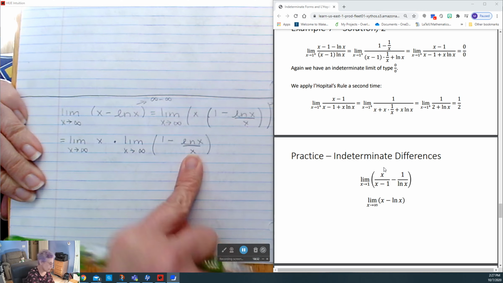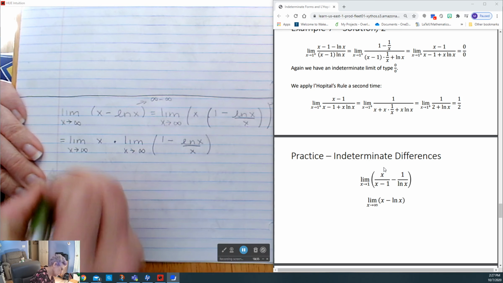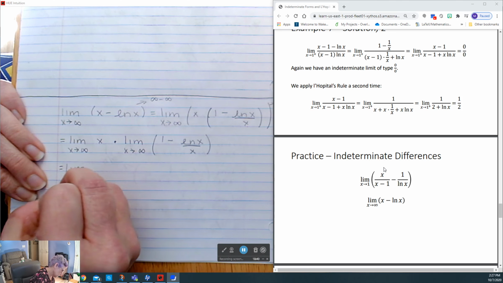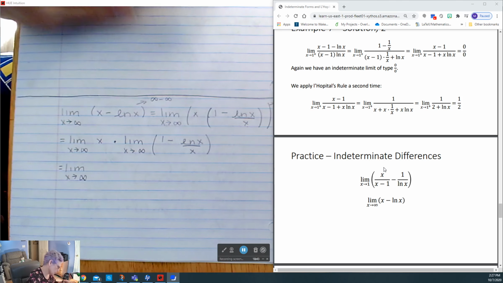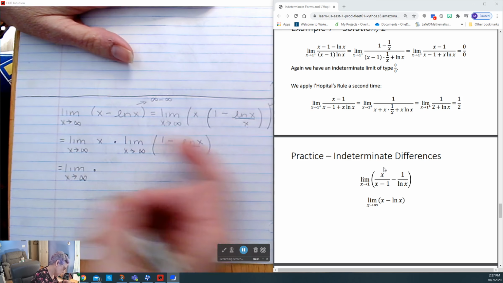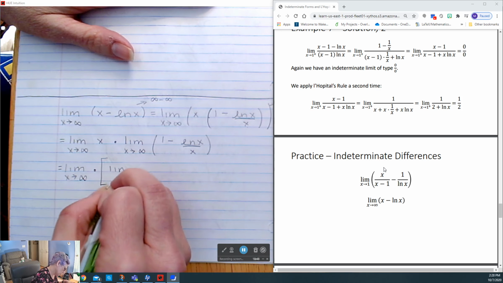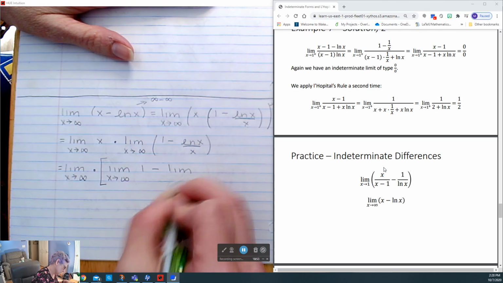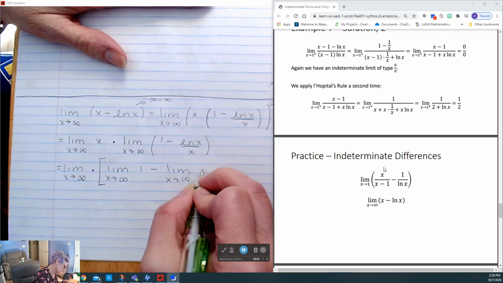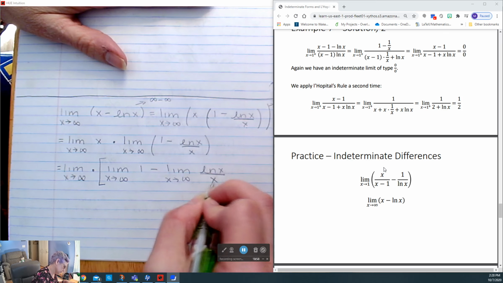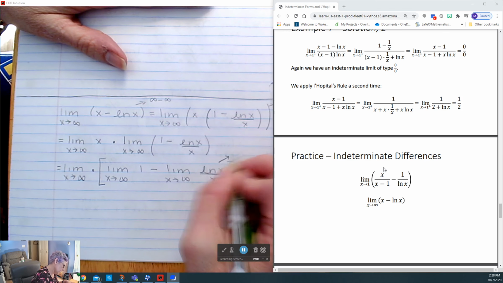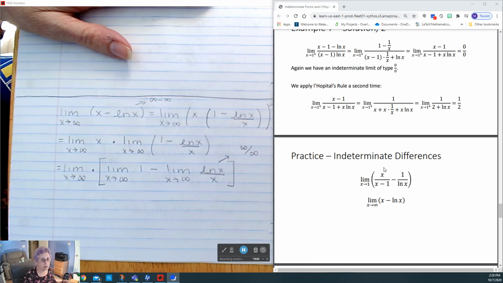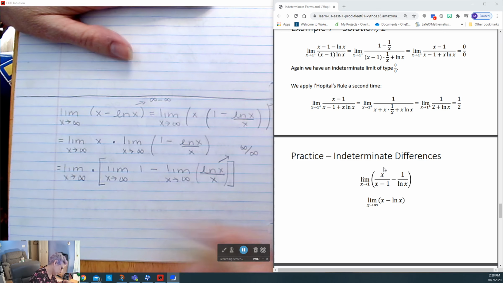We've actually done this already. This is L'Hopital ready. Limit as x, well, we haven't done that, but we've done similar ones. So I can distribute this limit as x approaches infinity of 1 minus the limit as x approaches infinity. Now that's an indeterminate form that our old pal L'Hopital can deal with.